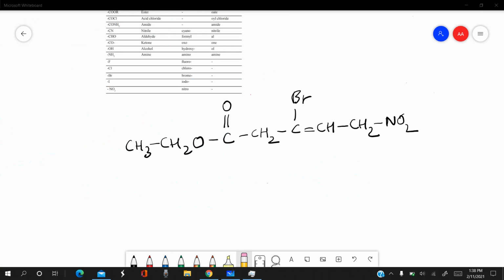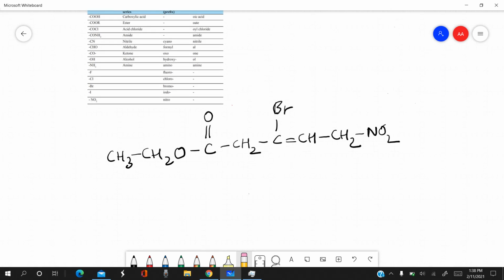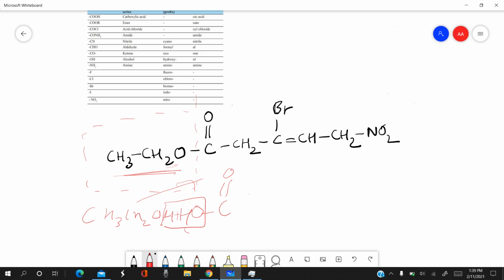Now let's consider naming an ester. Naming an ester is a little bit different. First what you've got to do is identify the alcohol part and the carboxylic part of the ester. An ester is formed when alcohol reacts with carboxylic acid. So in this molecule, this is the alcohol part here with the O, and the C double bond O is part of the carboxylic group and this is part of the alcohol group, OH. So ester forms by release of this as water.